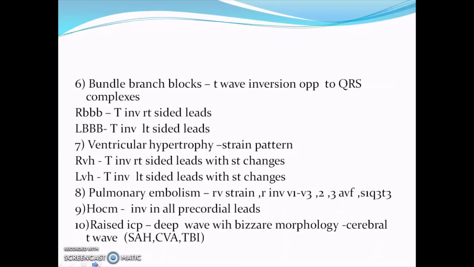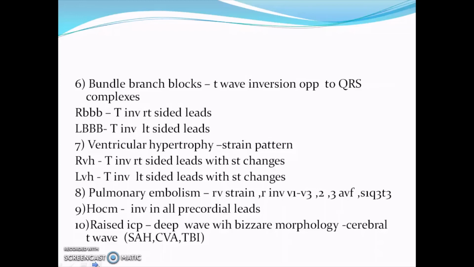In ventricular hypertrophy, in RVH, there will be a tall R wave in right-sided leads, that is V1 and V2, with associated T wave inversion, sometimes associated ST change, that is called a strain pattern. Similarly, in LVH, there will be a tall R wave in V5 or V6 with T wave inversion with ST changes.